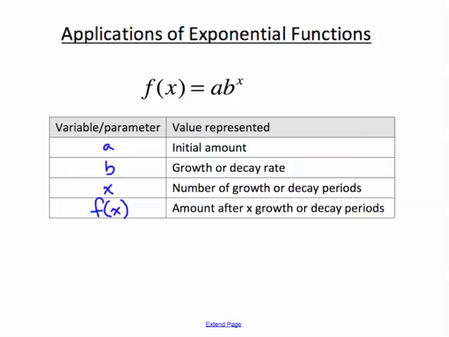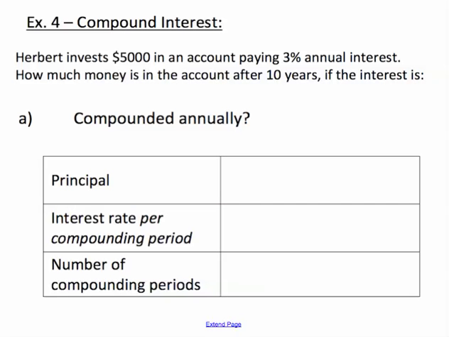In this video, we're going to continue looking at applications of exponential functions and consider questions involving compound interest. So here's the question. Herbert invests $5,000 in an account paying 3% annual interest. How much money is in that account after 10 years if the interest is compounded annually?